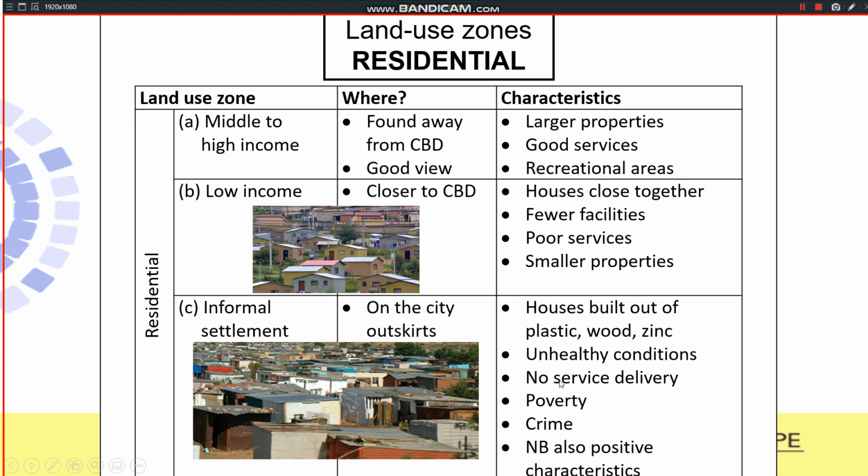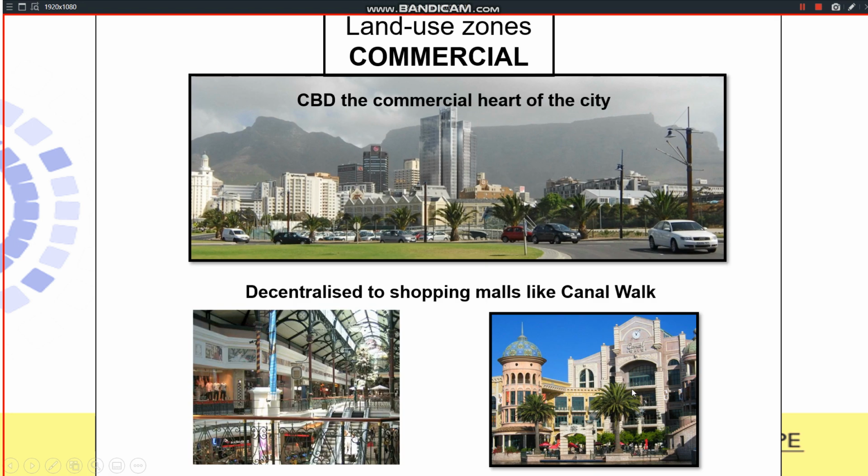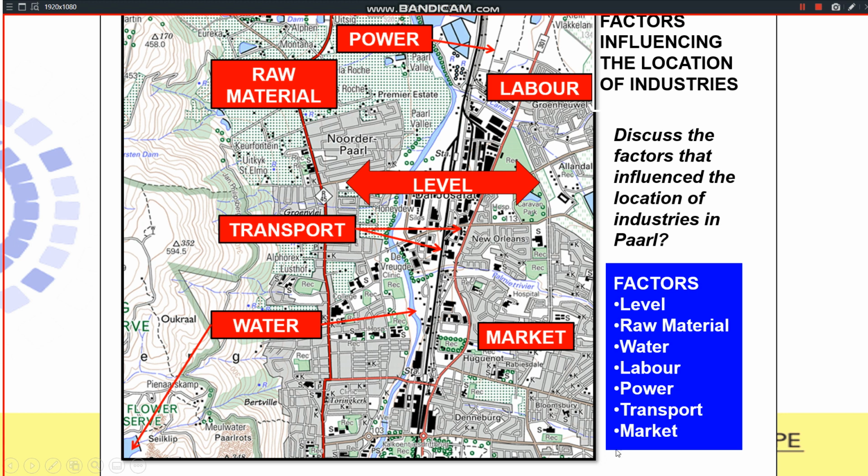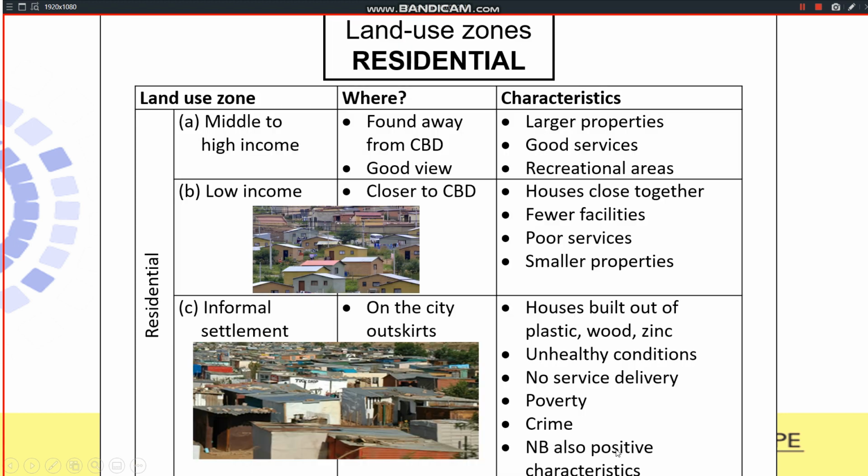There's usually unhealthy conditions here, no service delivery, poverty is rife here, crime, and there are also positive characteristics in some of these informal settlements. If you look at them, right. Let's move on to the next residential zone.